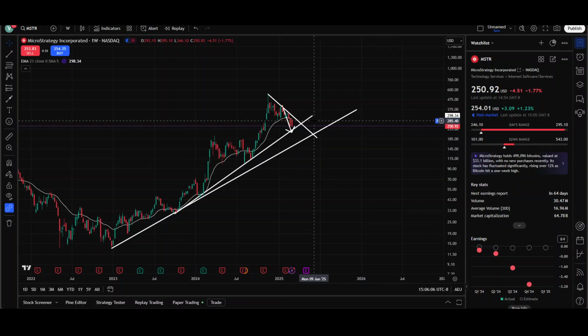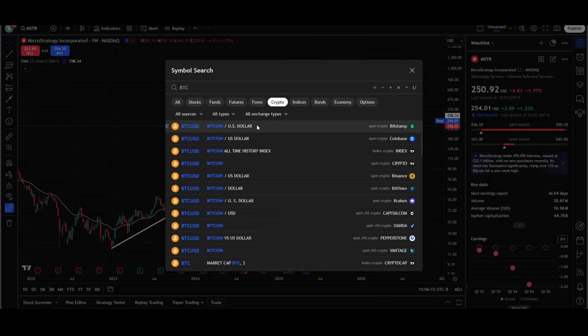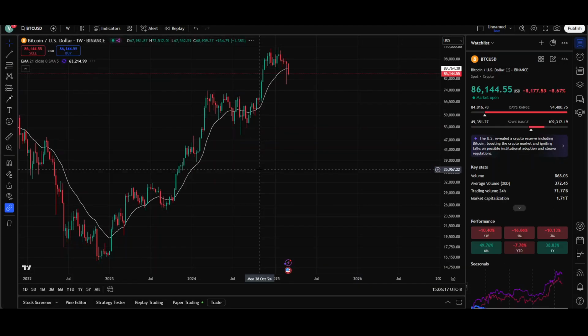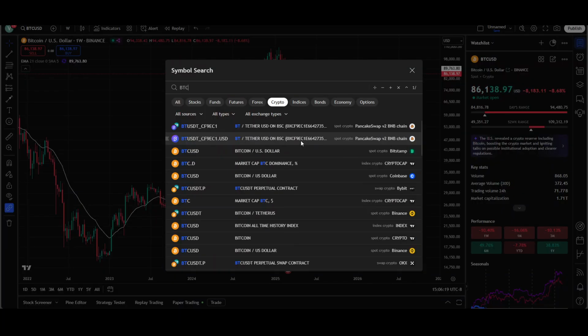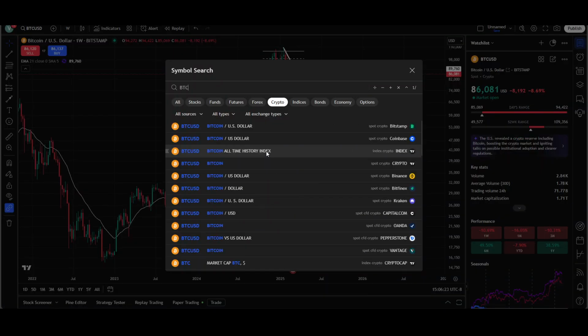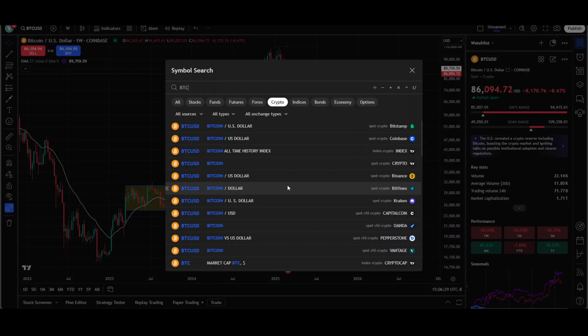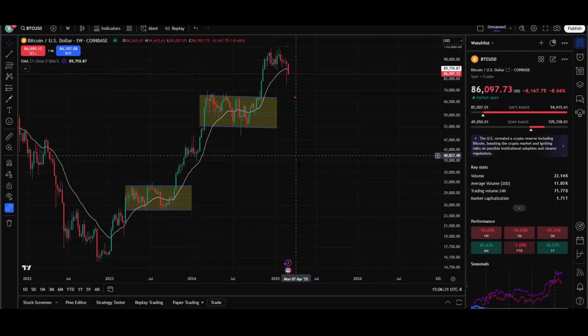MicroStrategy, Bitcoin, same exact pattern. It gapped up right to the breakout zone, found resistance right off the downward sloping trend line, and then sold off lower. Let me just show you guys a sneak peek. I think it was on the Binance exchange, or let me see where I have my drawings. I think it was on Bitstamp. Nope. BTC. Is it on Coinbase? Let me see. I think I'm using Bitfinex. I'll just show you guys on Coinbase.